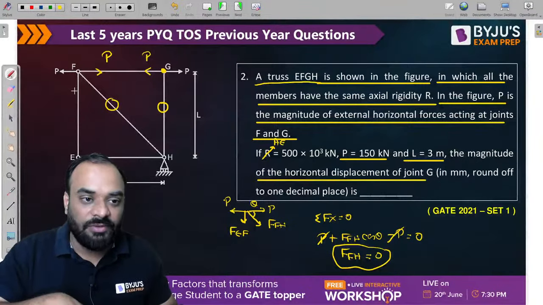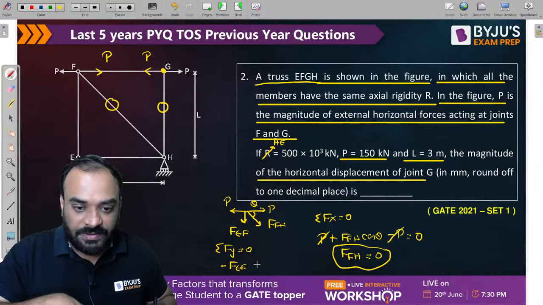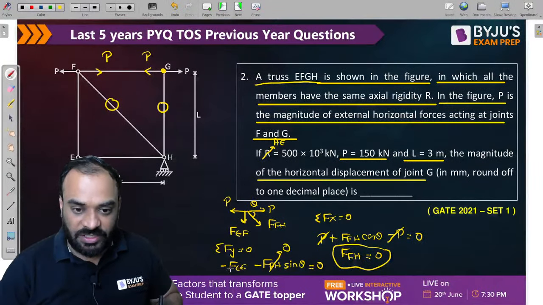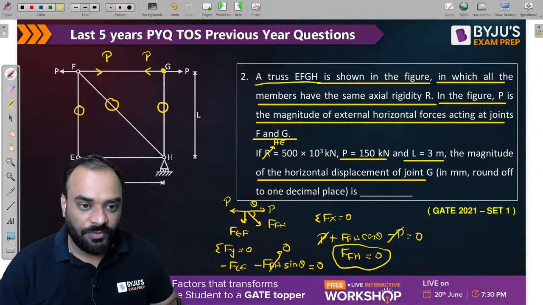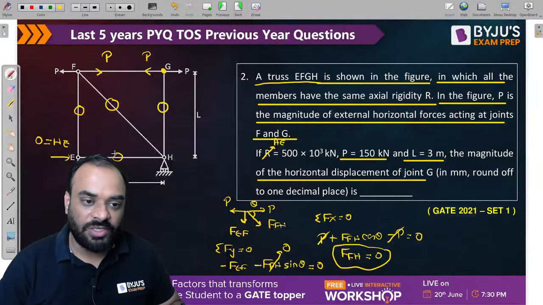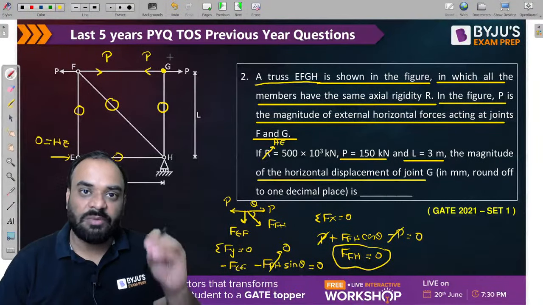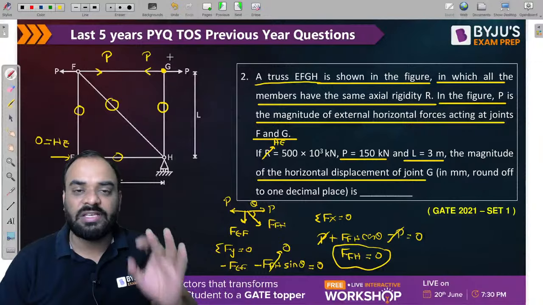If it is 0, then tell me vertical member will also be 0 because we will consider summation Fy is equal to 0. So FEF minus FFH sin theta is equal to 0. If this value is 0, then this one is also 0, right? So this is also 0. Okay, sir. If it is 0, then tell me guys, what is the horizontal reaction at E? P minus P, again 0. So this one is 0. If it is 0, then this one is also 0 force member. Now only member we have is FG, which will have some force, right? And by solving this, we are able to get our answer.